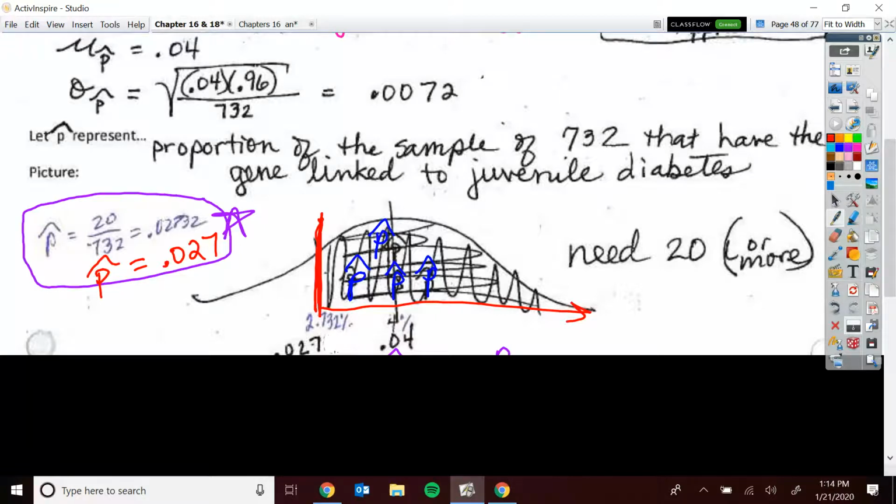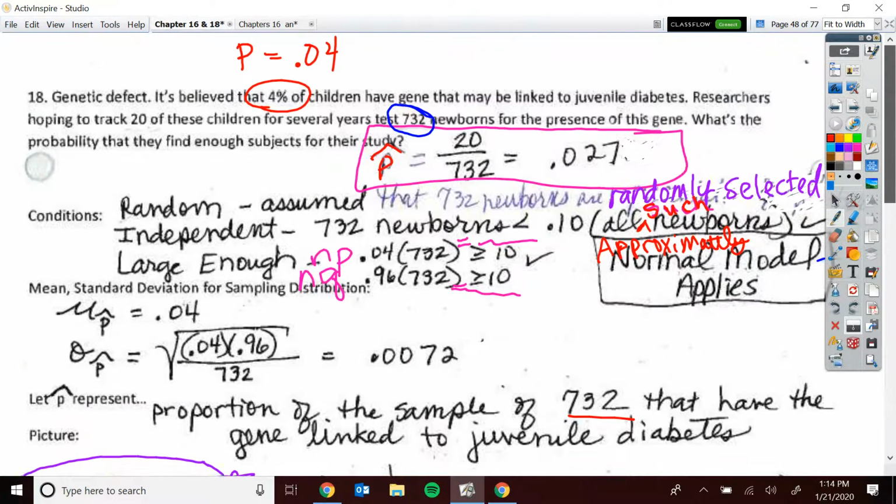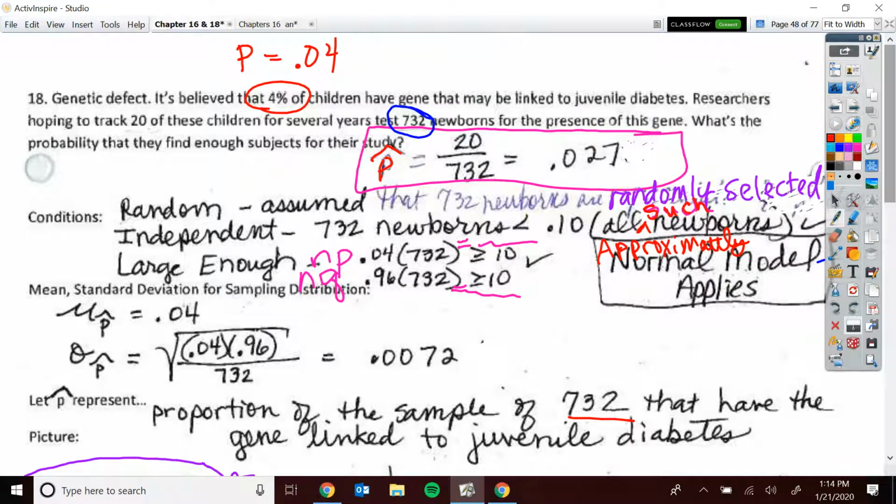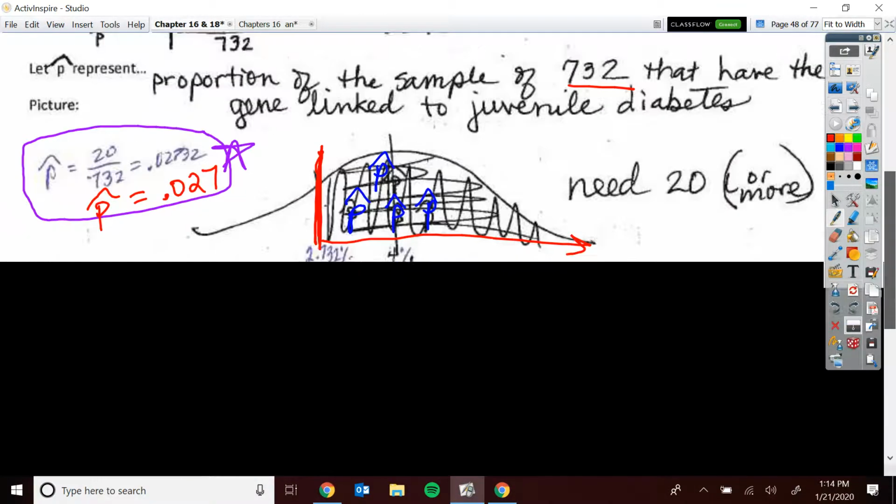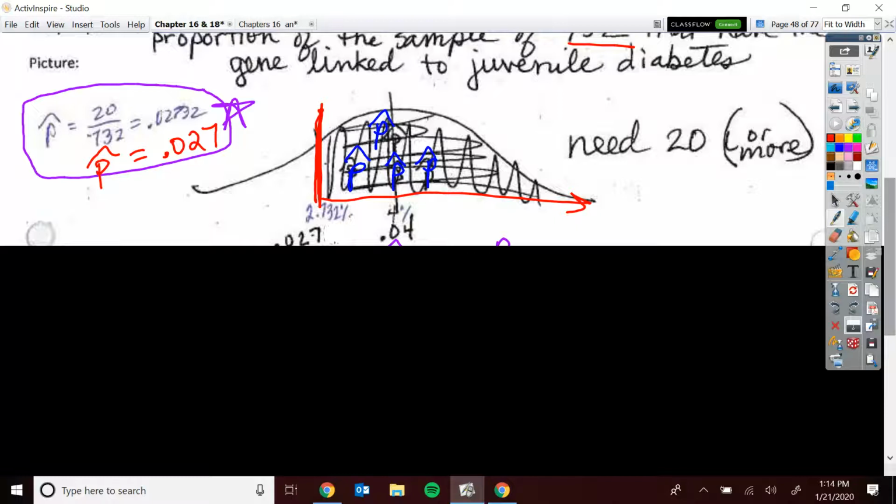Perfect. Okay, so that's actually what I have written here. The proportion of 732 newborns that have that particular gene we're identifying that was linked to juvenile diabetes. So every p hat in there. So the question up here at the top is, what's the probability that they find enough subjects for their research? They need at least 20 subjects. So they need this situation here, 0.027 or more.